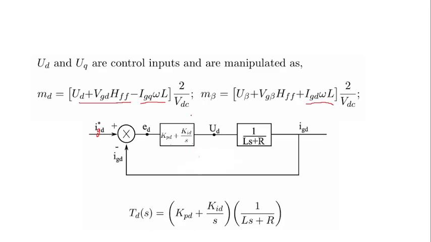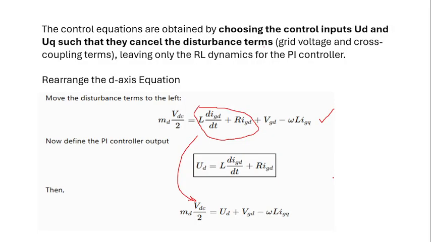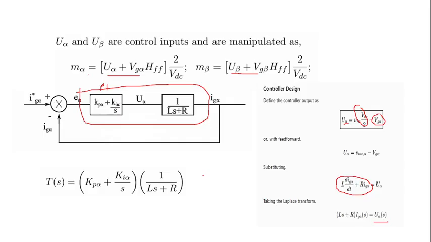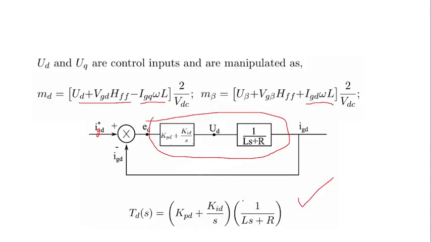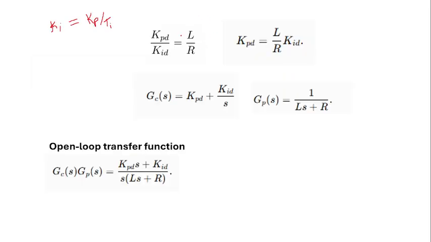So TD can be written as the product of these two. Actually, this is DQ control, where this is alpha beta control. In alpha beta control, this is the TS. In DQ control, this is the TS. In DQ control, we have cross coupling components. In alpha beta, we don't have that. So in either cases, Kp by Ki is considered as L by R, and Kpd equal to L by R into Kid. Gc of S is equal to Kp plus Ki by S.